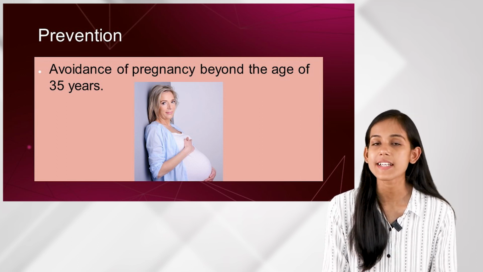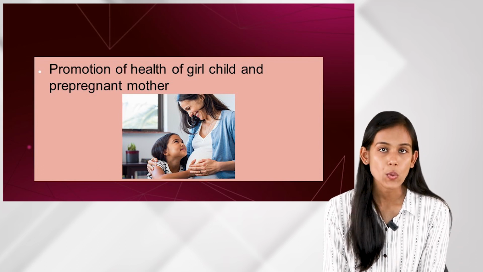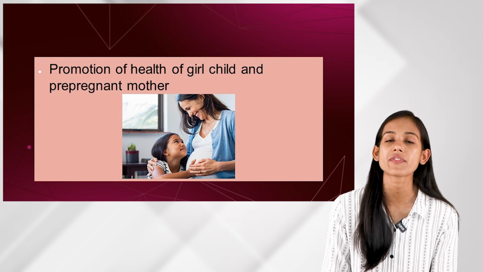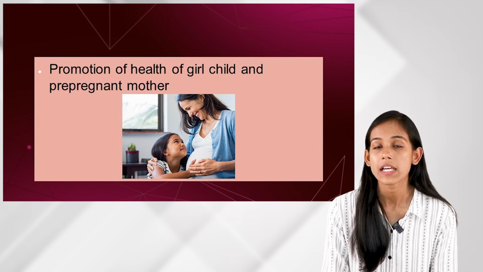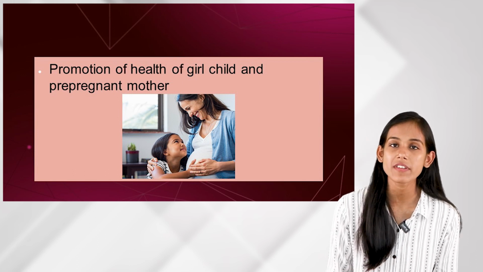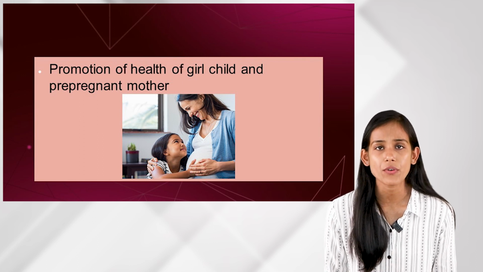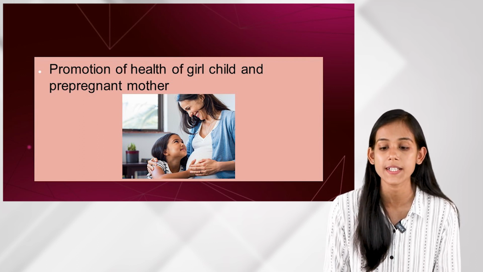The next thing is we also saw that malnutrition plays a role in congenital anomalies. Here we have to promote the health of the girl child, and also we have to check the health status of the pregnant mother. We have to prevent malnutrition, anemia, and any sort of deficiency such as iodine deficiency or folic acid deficiency, etc.